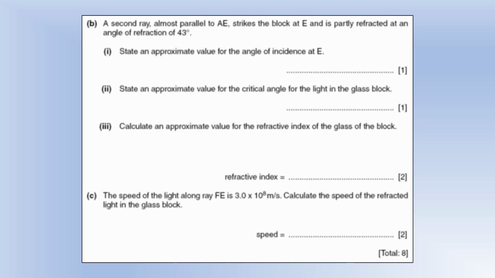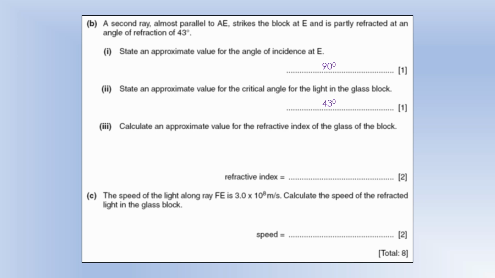Okay, so second ray, almost parallel to AE, strikes the block at E and is partly refracted at an angle of refraction of 43 degrees. State an approximate angle for the value of incidence. So AE is basically going along the boundary, so that's going to be at 90 degrees to the surface, and that's going to mean our critical angle is going to be around about 43 degrees.